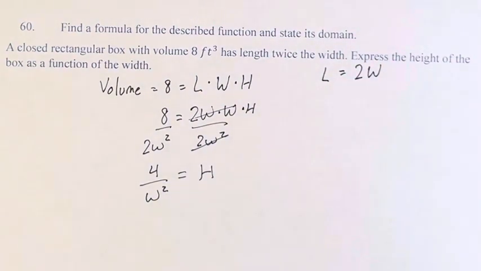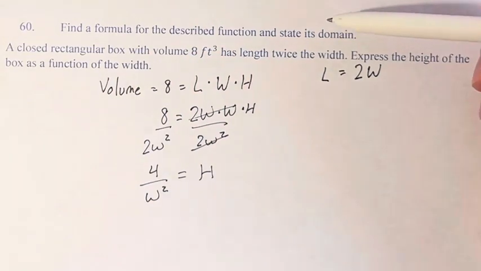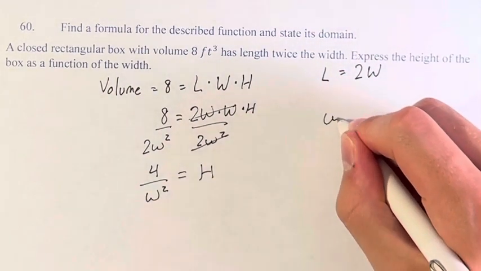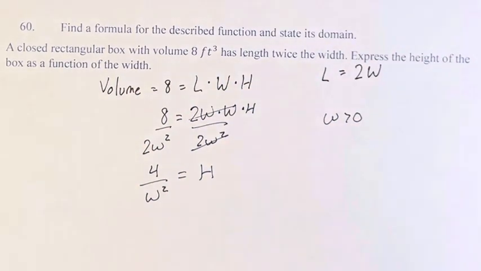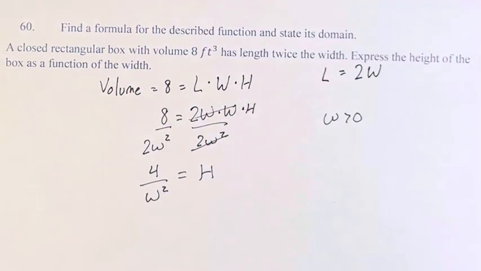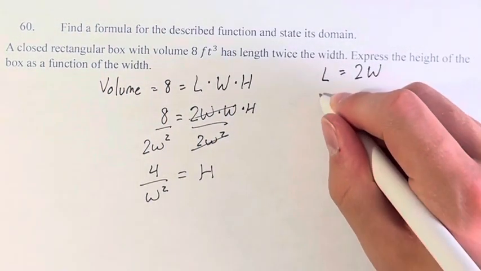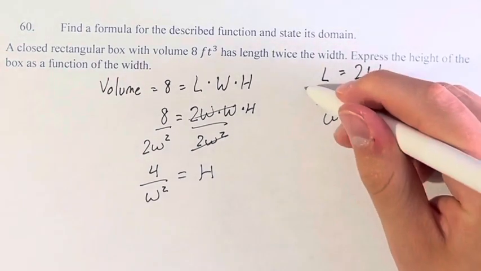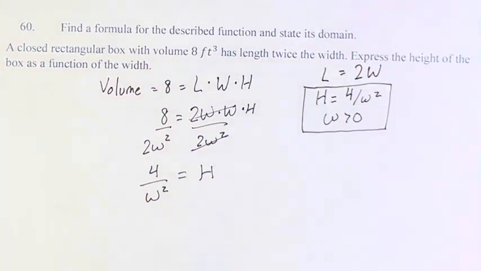And what is the domain of this function? What can W be? Well, W just has to be greater than 0, because we are dealing with a real life physical box and it has to have positive dimensions. So H is equal to 4 over W squared, and the width, W, has to be greater than 0.